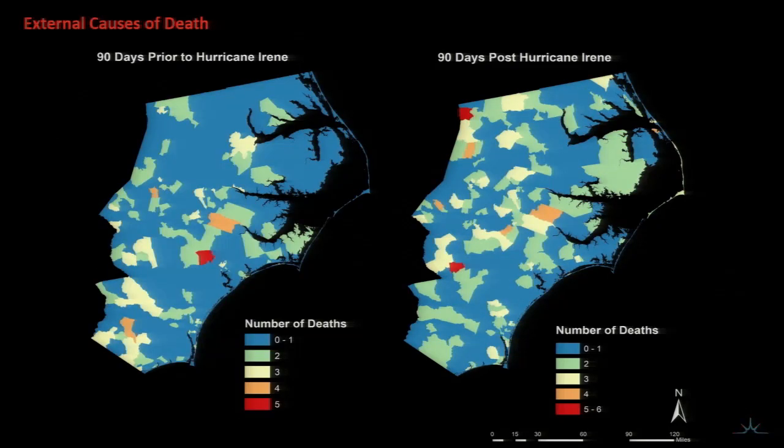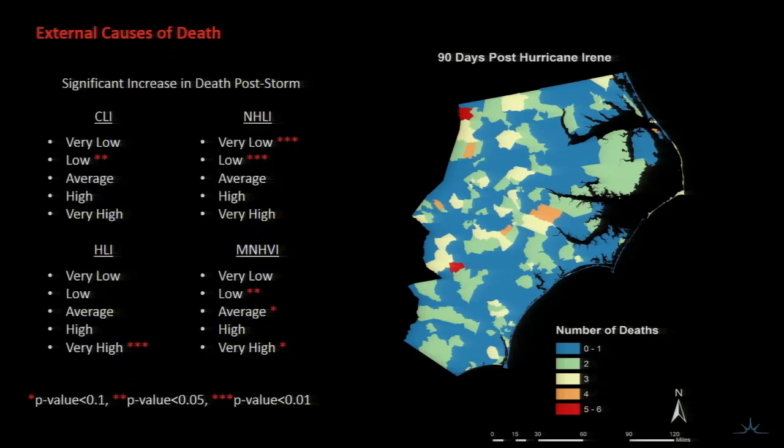And lastly, for the external causes, we have the same general trend where the hazard level index is the most accurate, with only deaths occurring in very high vulnerability tracts, and the nursing home level index, as well as the community level index, does not seem to be performing near as accurately.